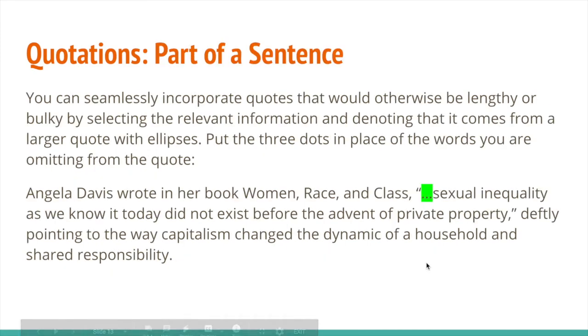One way to seamlessly incorporate a quote that would otherwise be lengthy or bulky is by selecting the relevant information, and then denoting that it comes from a larger quote with ellipses. So you want to put three dots, that's an ellipsis, in the place of the words that you're omitting from the quote. So this little ellipsis indicates to us, the reader of your paper, that in the original source, while this quote was exactly the same, it had a preceding introduction to the quote that doesn't necessarily fit into our paper structure.